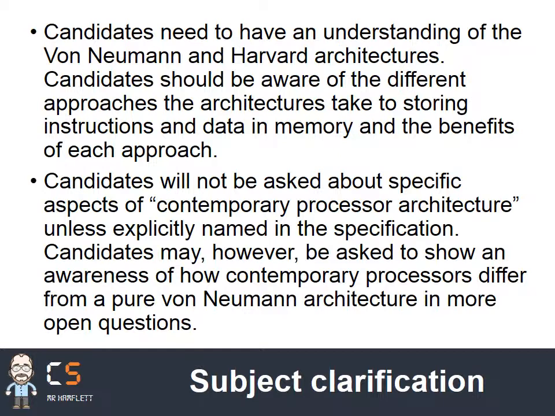Candidates may, however, be asked to show an awareness of how contemporary processors differ from a pure von Neumann architecture in more open questions, i.e. von Neumann architecture doesn't have multiple cores, it doesn't have caching, whilst modern processors do. So that's really a good clarification to make on what you need to be able to do and understand for this topic.